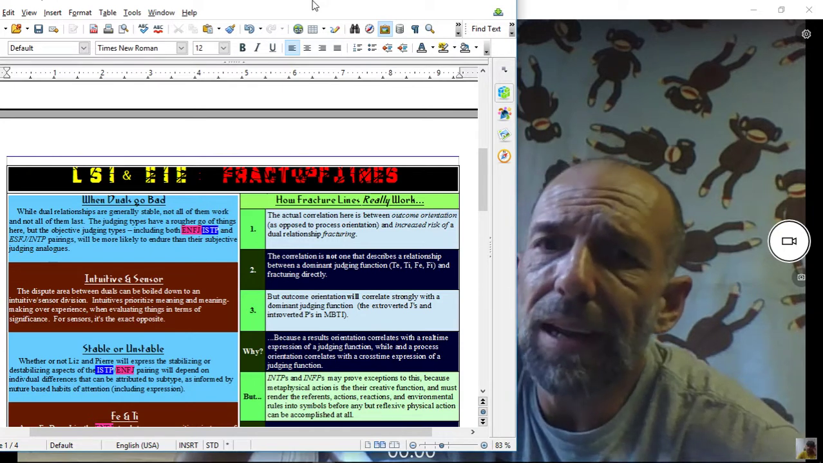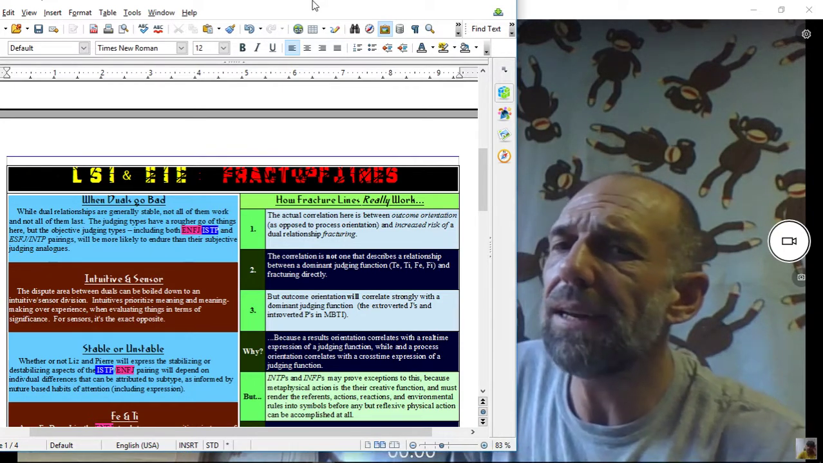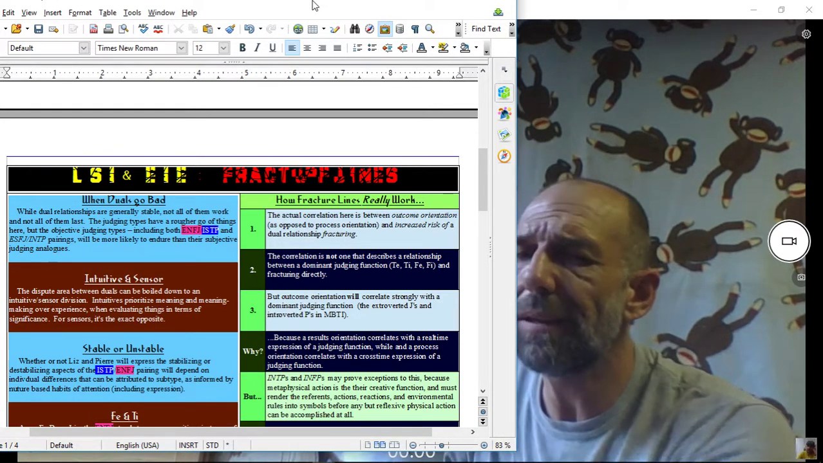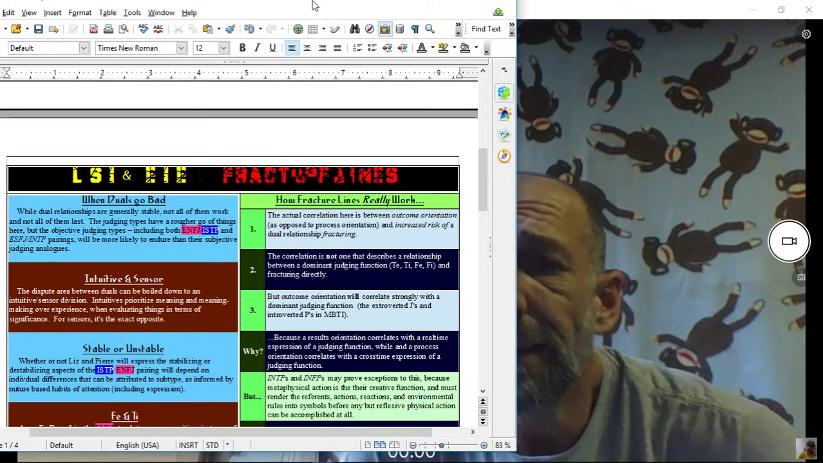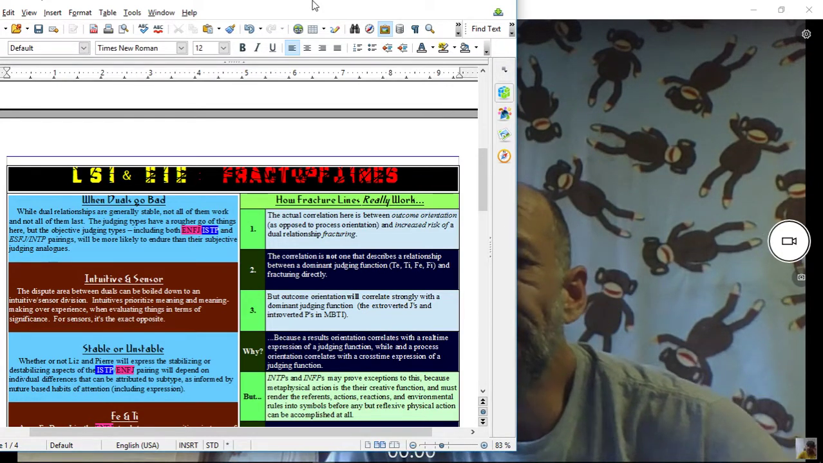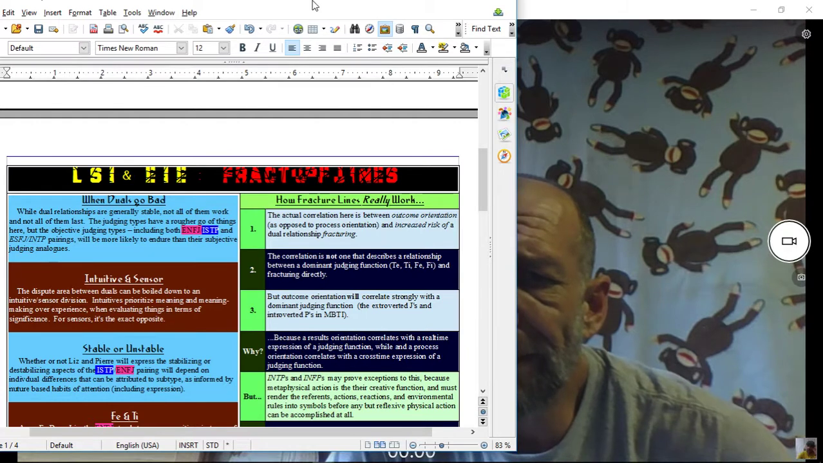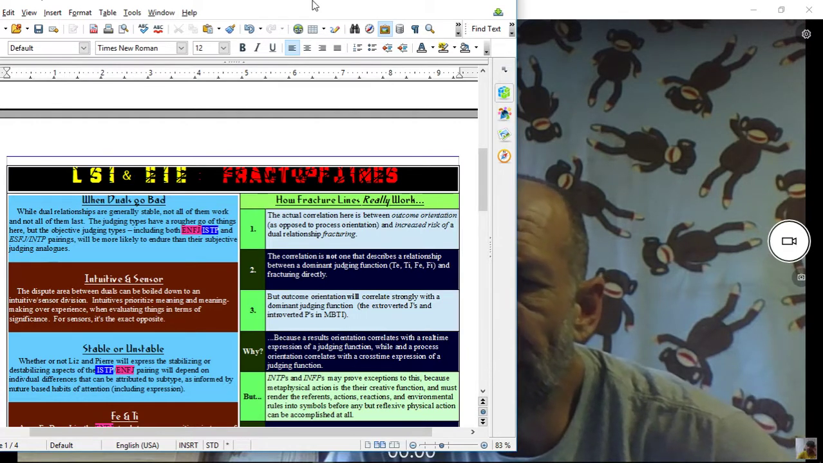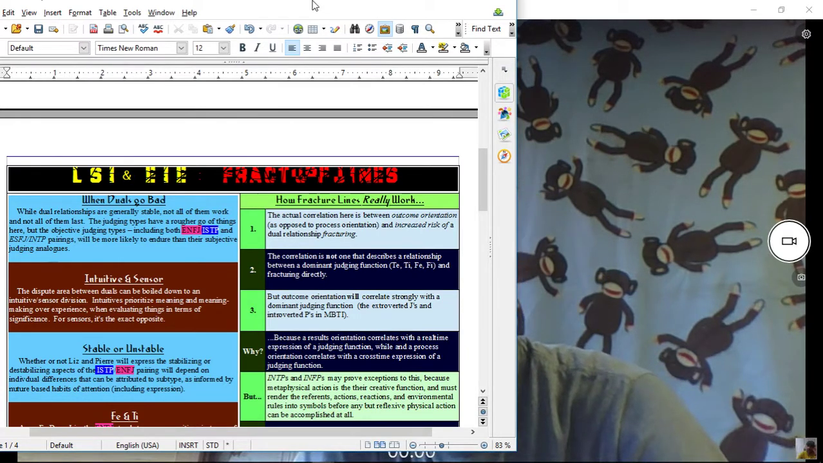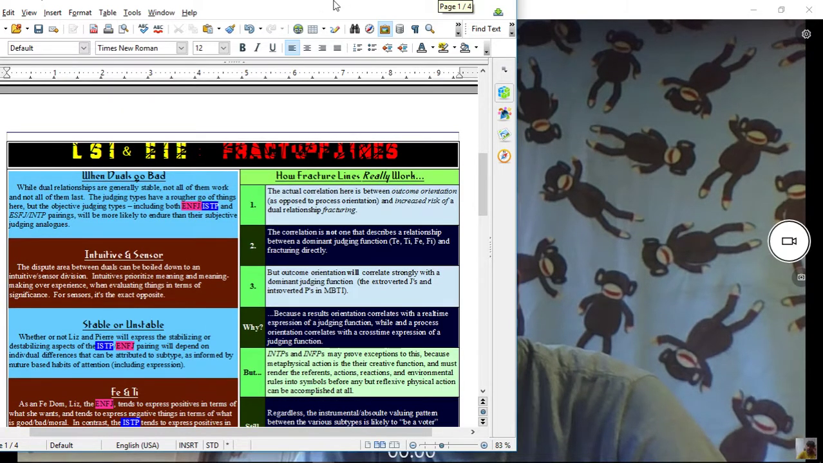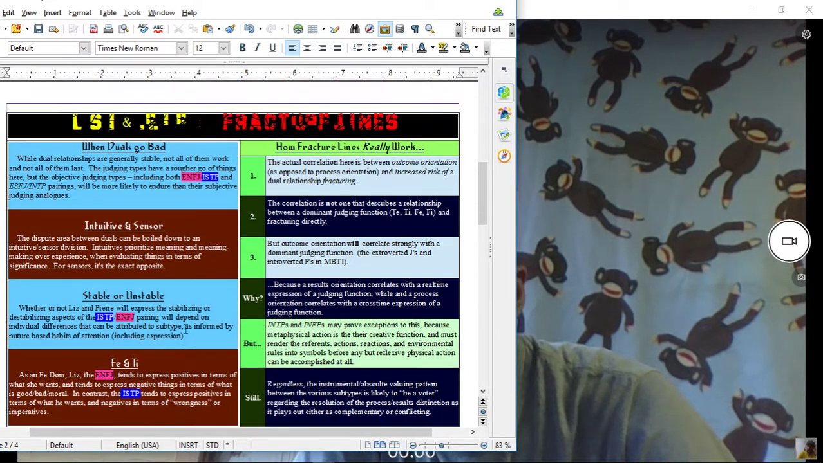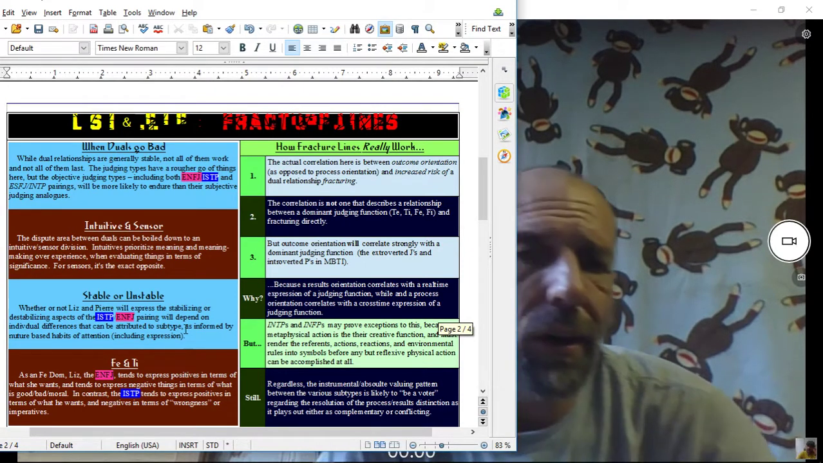Okay, so note that the dual relationships can be either stabilizing or destabilizing dependent on a number of factors. Whether or not Liz and Pierre will express the stabilizing or destabilizing aspects of the ISTP-ENFJ pairing will depend on individual differences that can be attributed to subtype as informed by the nurture-based habits of attention, including expression. So, subtype I'm attributing here, at least, to nurture-based factors.